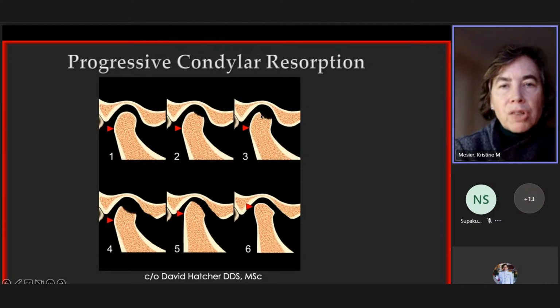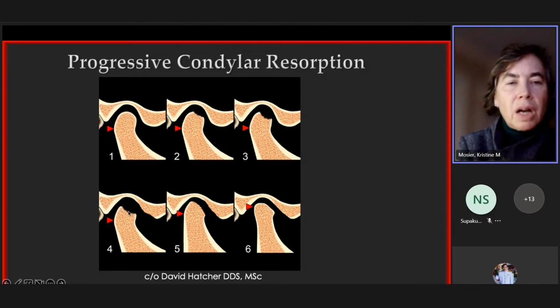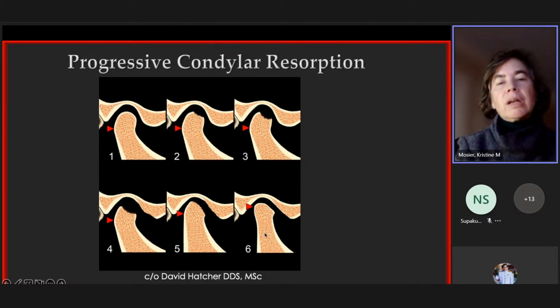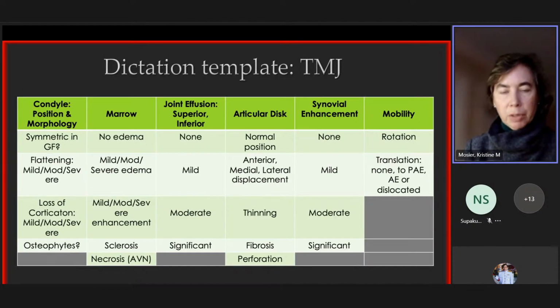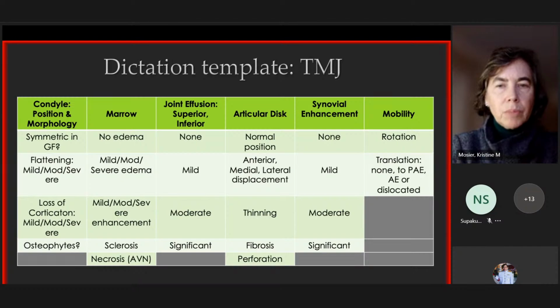We see more progressive changes here, greater flattening, irregularity. This is moderate and more severe. We really have severe flattening of that condylar head and erosive changes. And what you're seeing in the last two panels here is, with resolution of inflammatory etiology, we start to see recontouring of that mandibular condylar head.